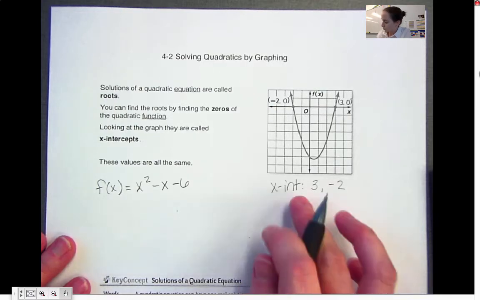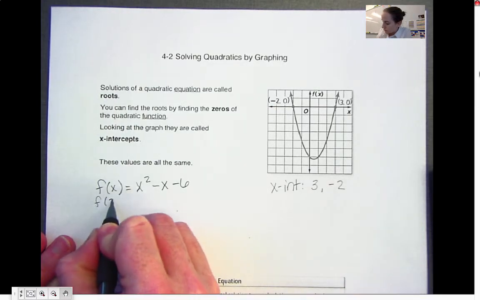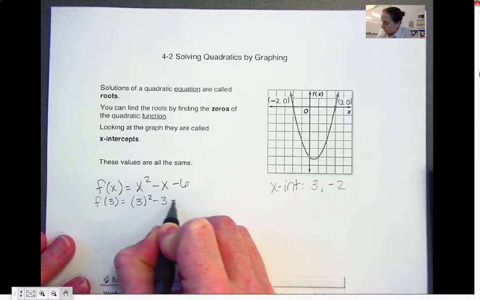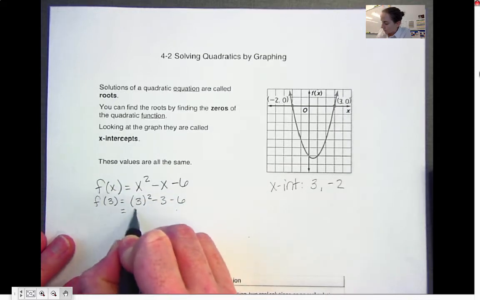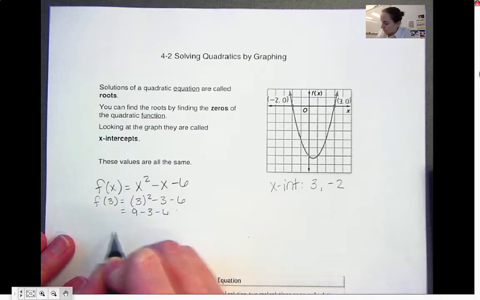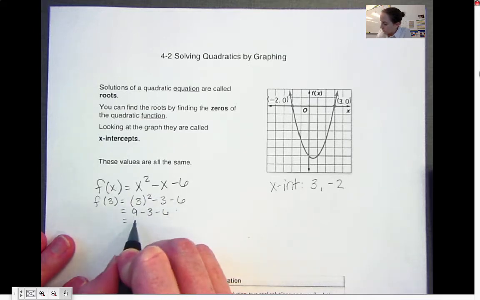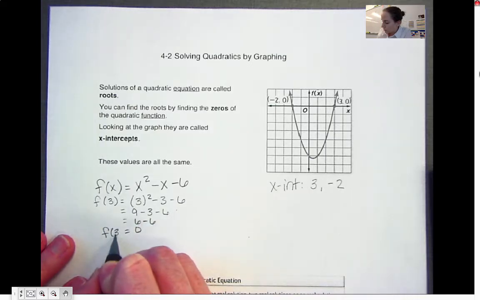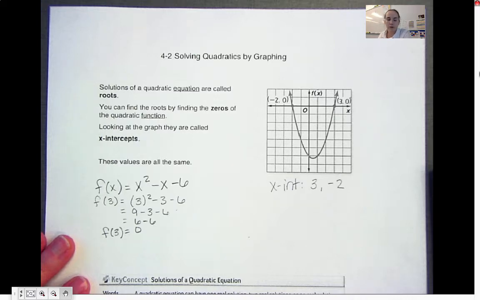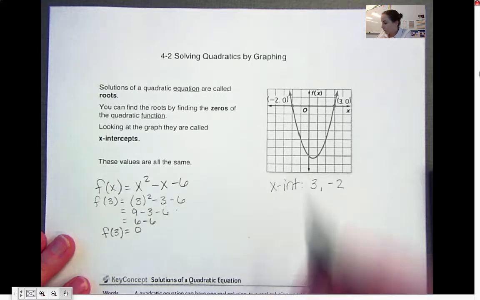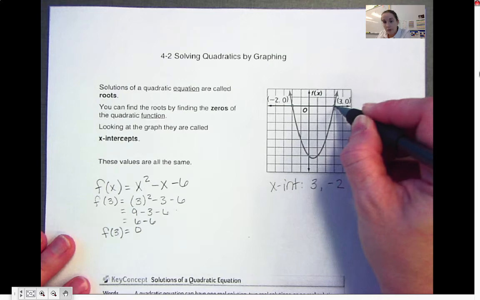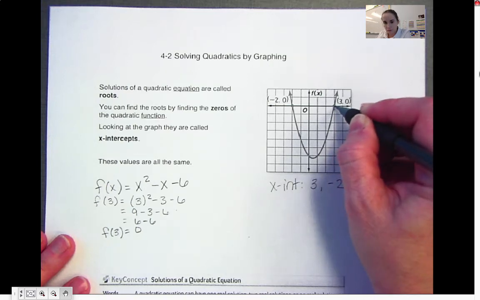If I were to plug in 3, f at 3 equals 3 squared minus 3 minus 6, that would give me 9 minus 3 minus 6. This makes 6 minus 6, which equals 0. So f at 3 equals 0. That means when I plug in an x value of 3, I get a y value of 0. Therefore, putting it on the x-axis, that means that it is an x-intercept.